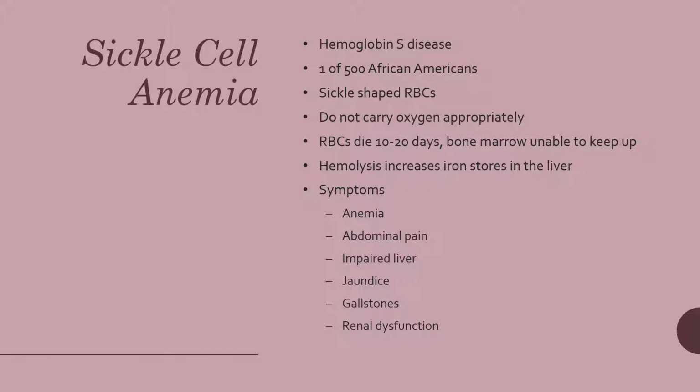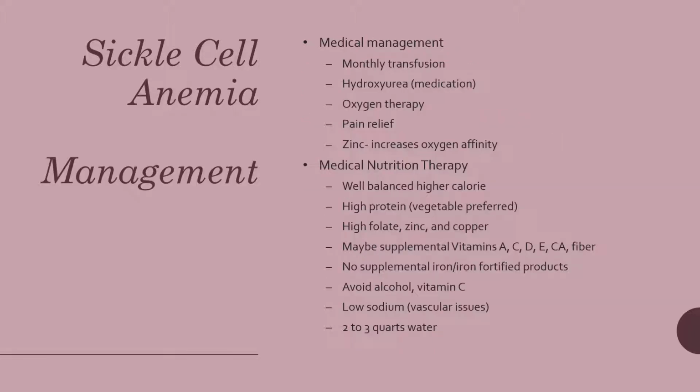So our symptoms are anemia, abdominal pain, the liver eventually becomes damaged or does not function well. We may see the liver blocked, and jaundice or yellowing will show up. Gallstones are fairly common, as eventually is renal dysfunction and kidney failure. So our medical management is going to be to give monthly blood transfusions. There are some medications. Hydroxyurea is helpful.